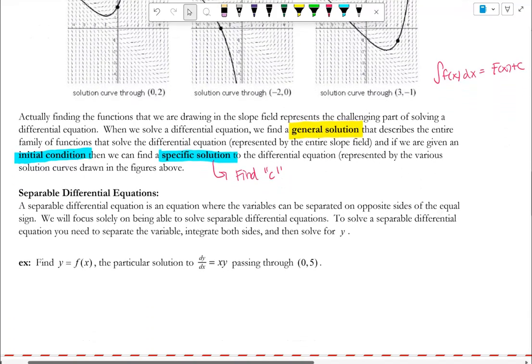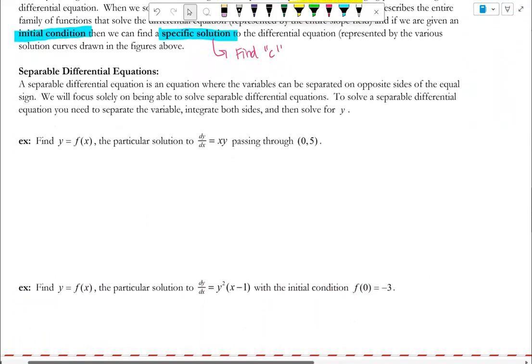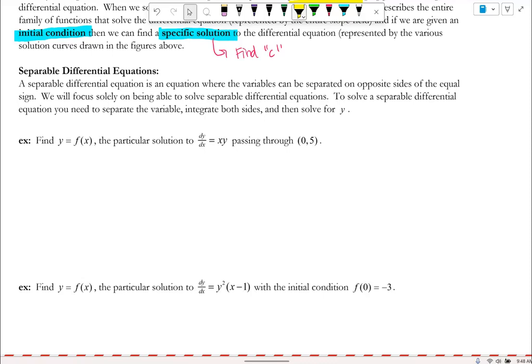So first, let's talk about what a separable differential equation is. Not all differential equations are separable. We will only work with separable differential equations in Calc AB. A separable equation is an equation where the variables can be, well, separated, right? That makes sense, on opposite sides of the equal sign. So we have to be so careful here with our understanding of grouping.